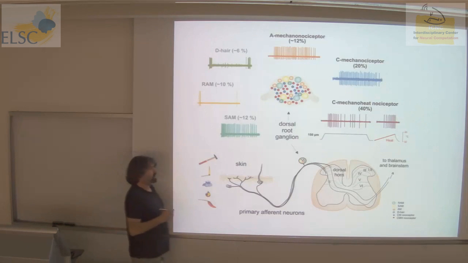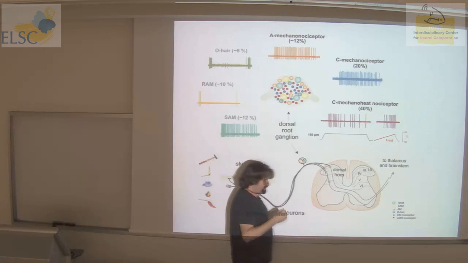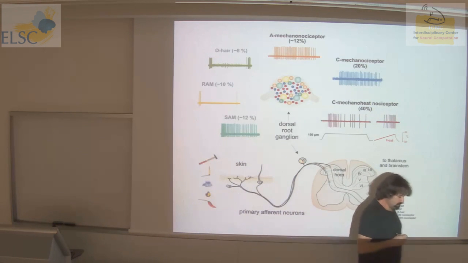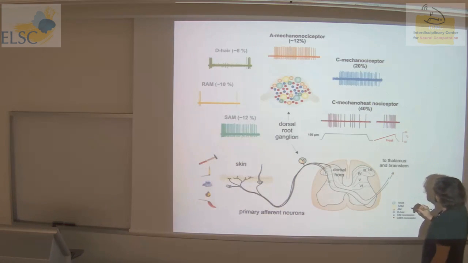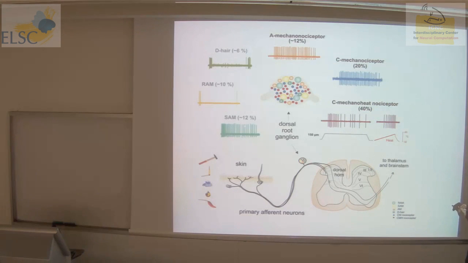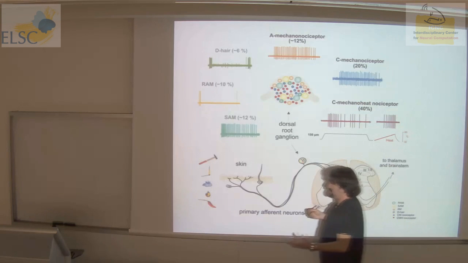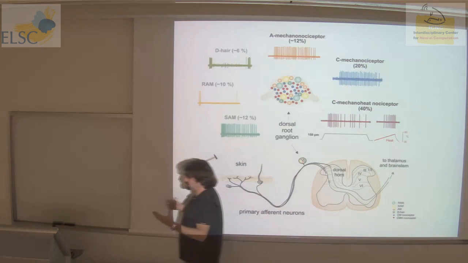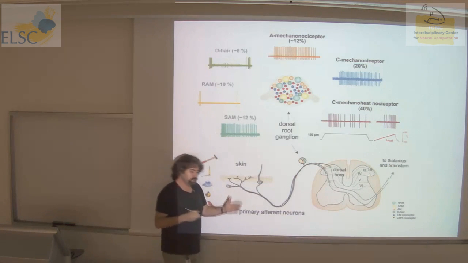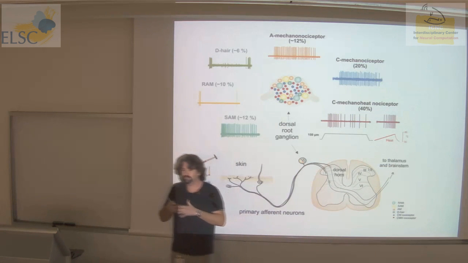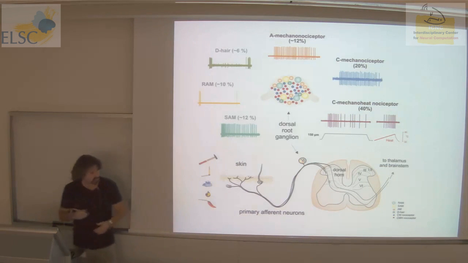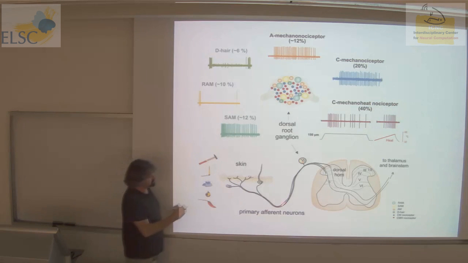We are now able to record at much higher resolution, and when we record from the peripheral neurons, we can see that we have not only one labeled line for pain, but many. And there are pain neurons that respond only to thermal stimuli, only to mechanical stimuli, and neurons that respond to both. Okay? These neurons transmit information to the spinal cord.